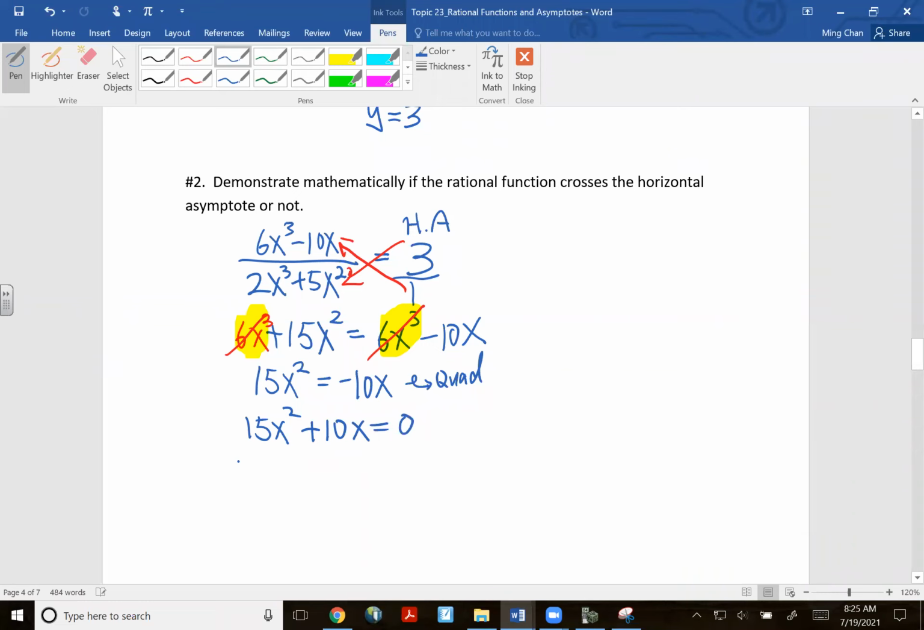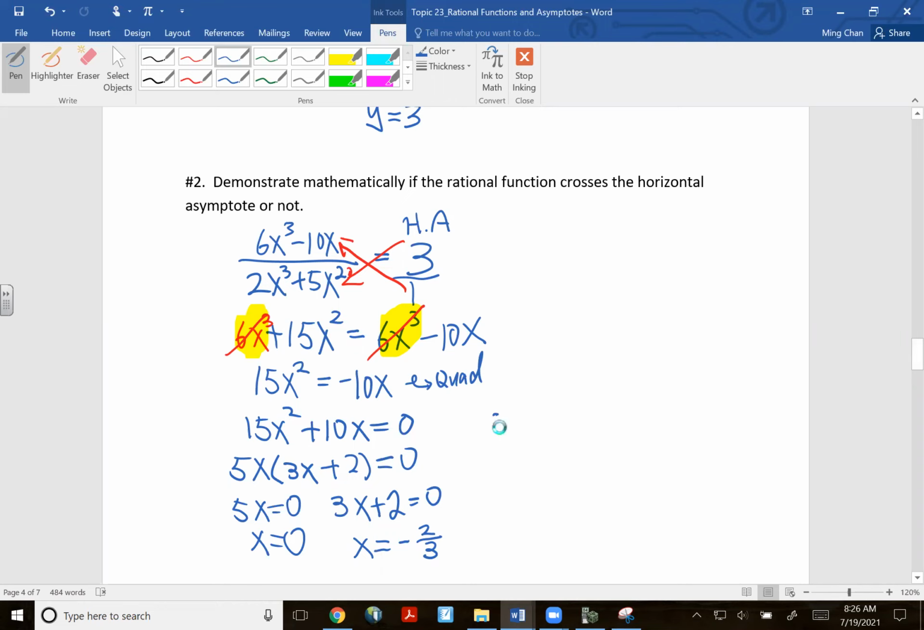I'm going to factor out a 5x. That leaves me with 3x plus 2. Set each factor containing the variable equal to 0 and solve for x. Divide both sides by 5, so x is equal to 0. Move the 2 over, divide both sides by 3, so this is going to be negative 2/3. So right now, your function will cross your horizontal asymptote at these two places.